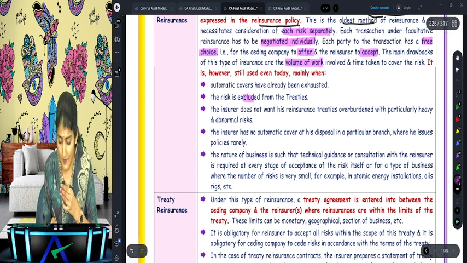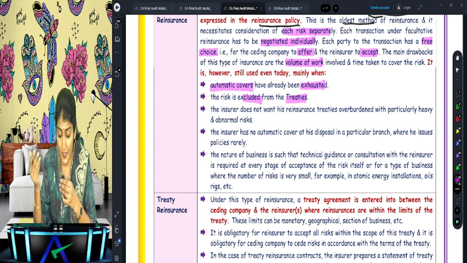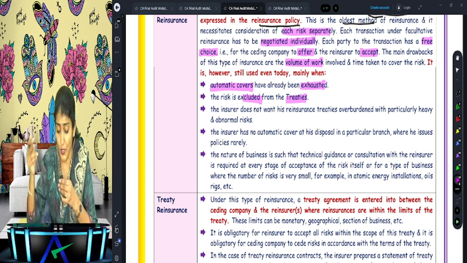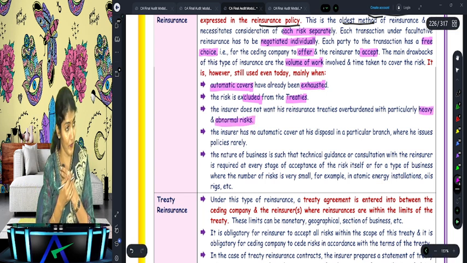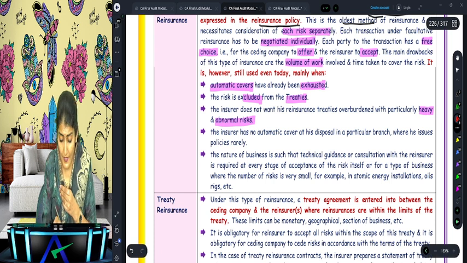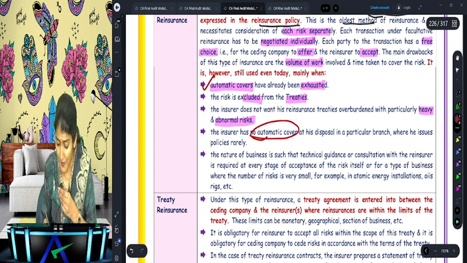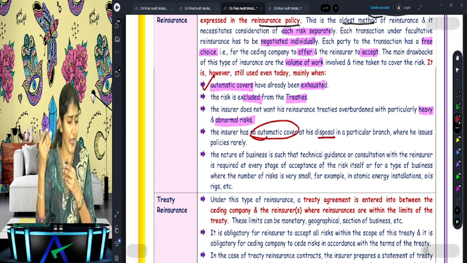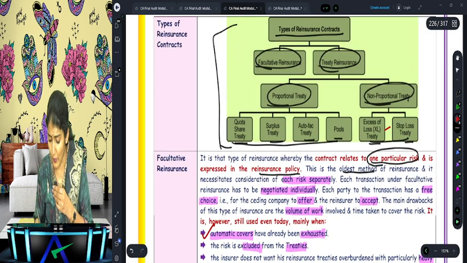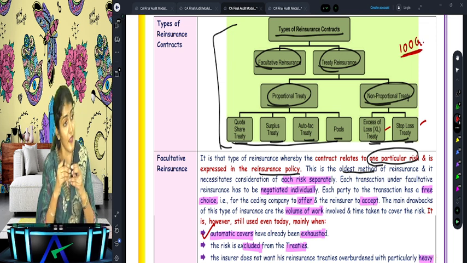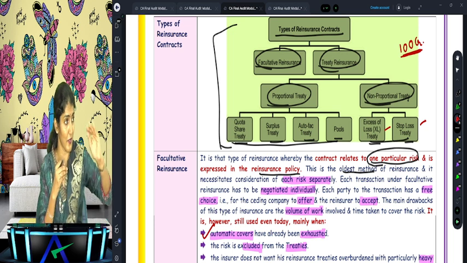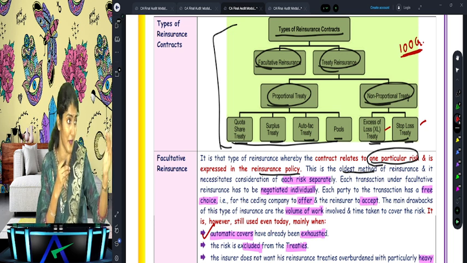Why? Because the risk is excluded from the treaty or the automatic covers have already been exhausted. The insurer does not want his reinsurance treaties overburdened with the particularly heavy abnormal risk. Then what does it say? Either the automatic cover has exhausted or there is no automatic cover at his disposal. Right, so that comes under the stop loss and the excess loss and the stop loss treaty. That, you know, if I suffer a loss of up to 100 crore, reinsurer, you will pay me the money. And it says that 100 crore is already covered. And that 100 crore loss is already, that much of liability has come. So now what you do?